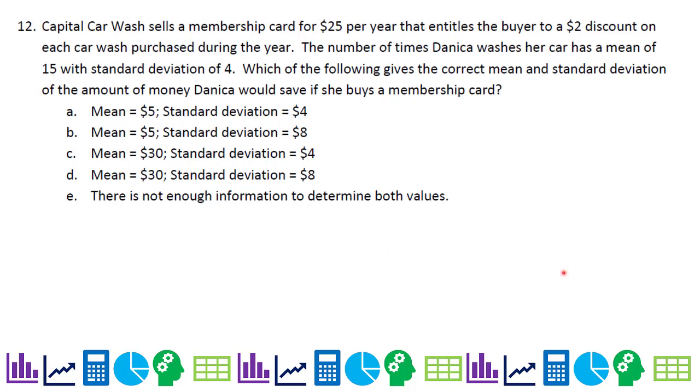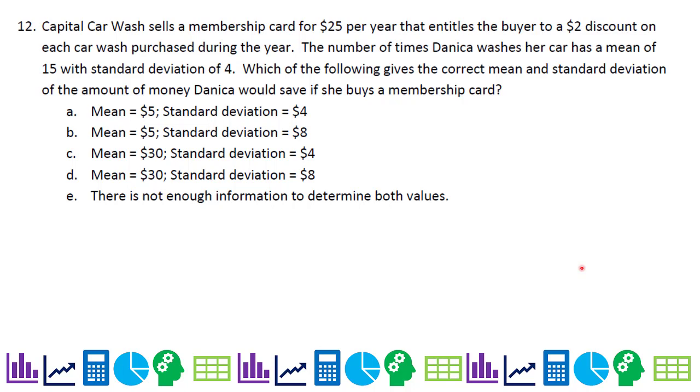Number 12. Capital Car Wash sells a membership card for $25 per year that entitles a buyer to a $2 discount on each car wash purchased during the year. The number of times Danica washes her car has a mean of 15 with a standard deviation of 4. Which of the following gives the correct mean and standard deviation of the amount of money Danica would save if she buys a membership card?